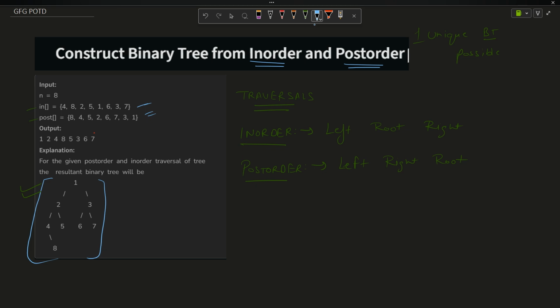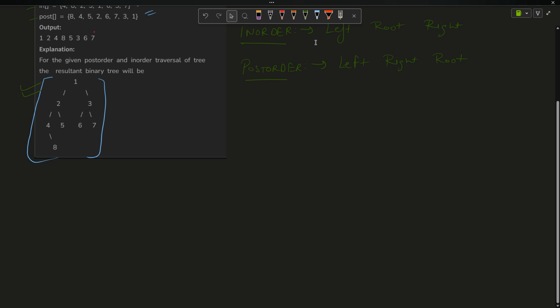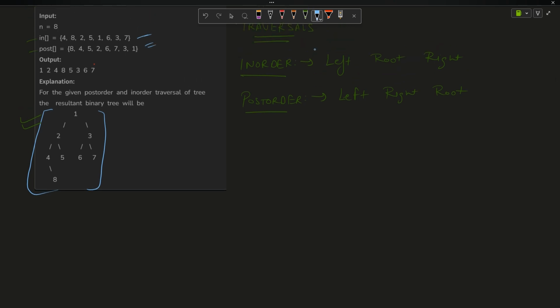Now how to use the inorder traversal and postorder traversal to get the binary tree. Let me jot down the inorder traversal and the postorder traversal. You have the inorder traversal as 4 8 2 5 1 6 3 7, and the postorder traversal as 8 4 5 2 6 7 3 1. This is my inorder, this is my postorder.